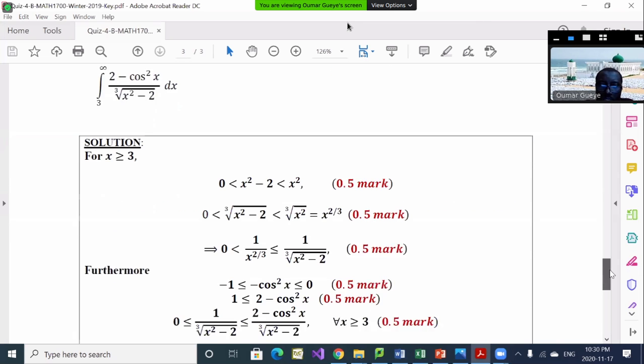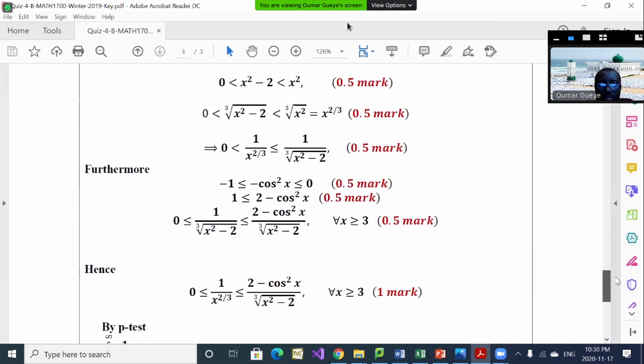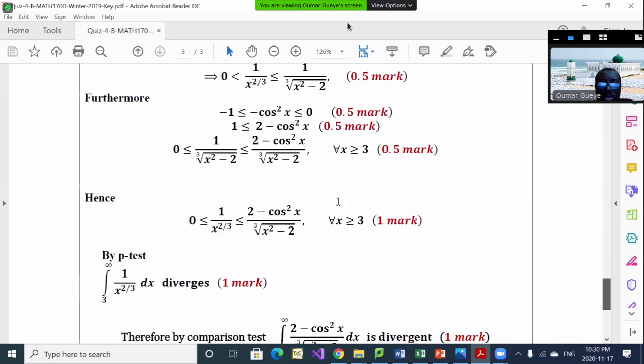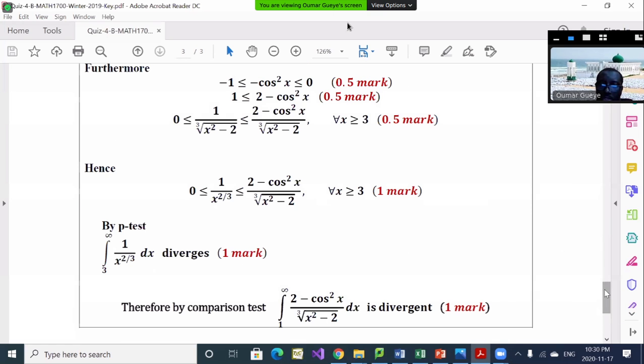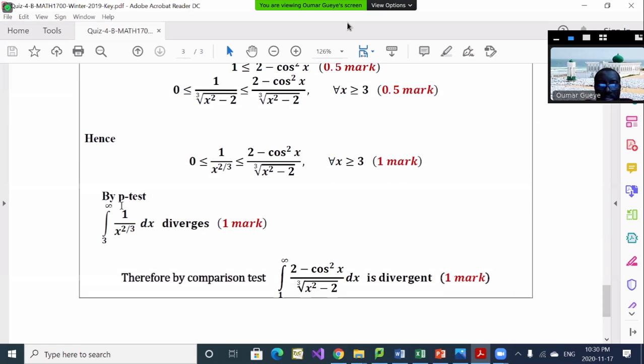Okay, so you already have the solution here. So we already wrote all this. I'm just going to show you the conclusion here. So by the p-test, we already proved this part here. So since this is convergent by the comparison test, this integral is also convergent.